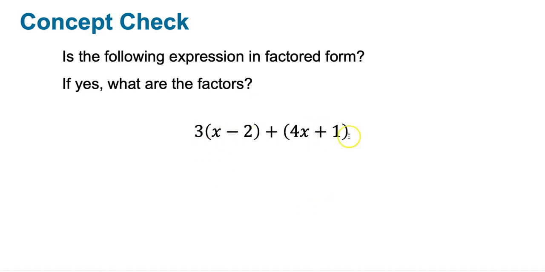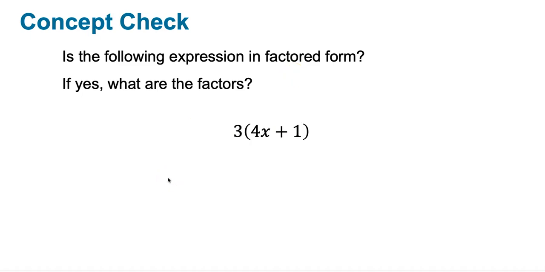Is this polynomial in factored form? No, because in between these expressions is a plus, not a multiplication. Therefore, these are terms. So we have two terms, not factors. Now, in each term, yes, there's multiplication, but that's the second level. The first level that we come to is this plus this. Because it's a plus, it's not factored.